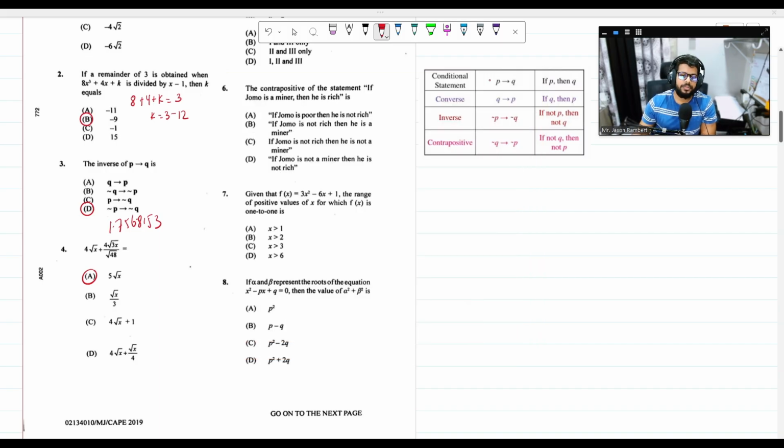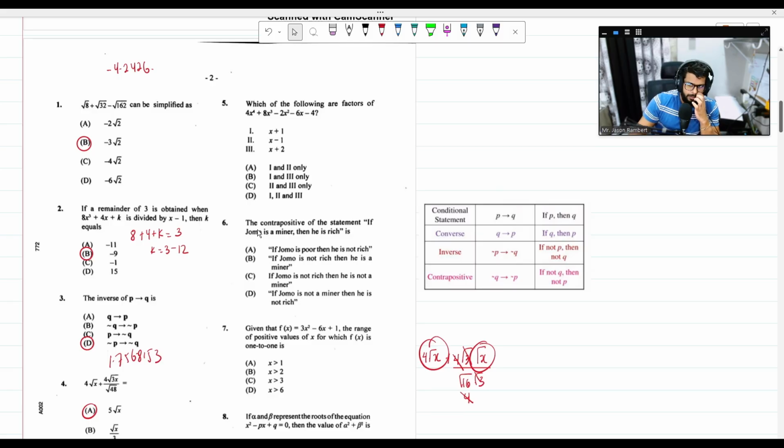Alright, so if we were to do the mathematics behind it, it could be something like this. 4 root x plus 4 root 3 by root x divided by root 48, looking like root 16 by root 3. Yeah, the root 3 cancels with the root 3. This is 4, so 4 will cancel with the 4. 4 root x plus root x is 5 root x.